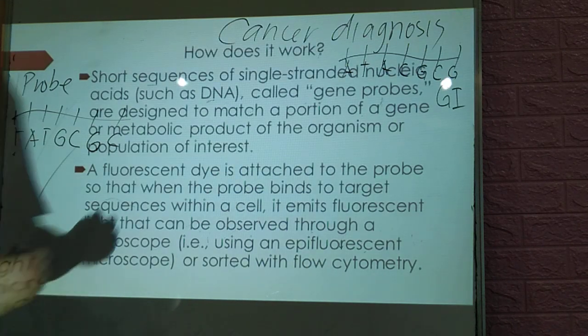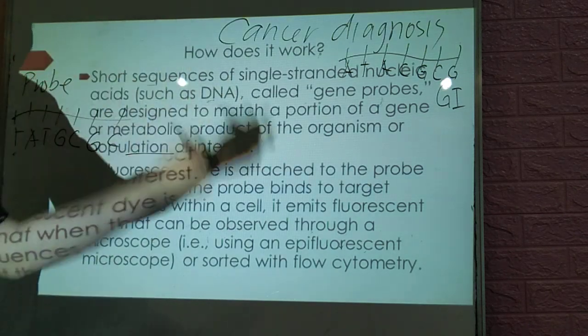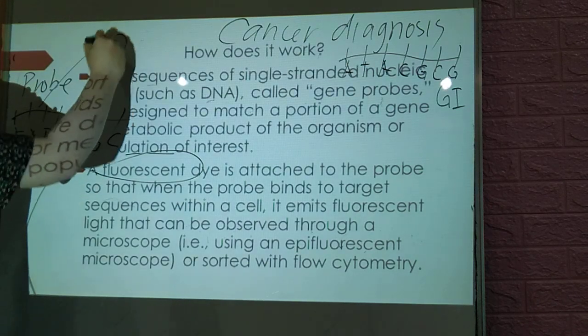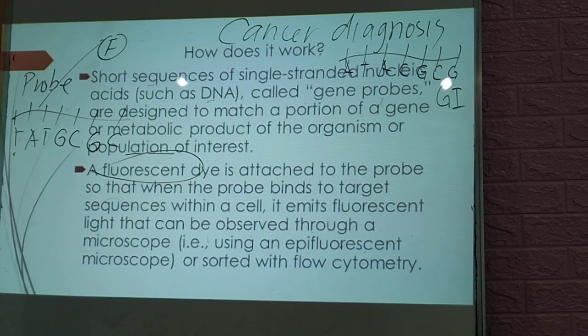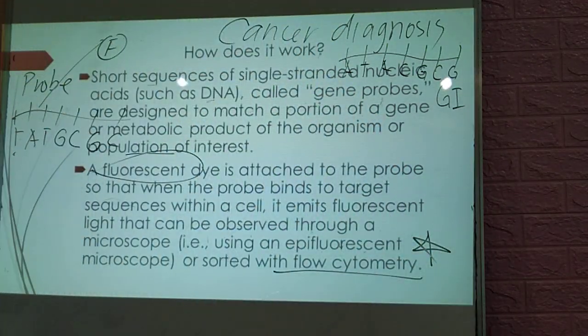And of course, for some other applications, population of interest or microorganisms under bioremediation. Next one. A fluorescent dye is attached, that's why it's fluorescence, okay, because it is a fluorescent dye. A fluorescent dye is attached to the probe so that when the probe binds to the target sequences within the cell, take note, it has a fluor with it. Okay, guys, it emits fluorescent light that can be observed through microscopes, using an epifluorescent microscope or sorted with flow cytometry. These are actually the two major methods. Firstly, microscopy, or we can also make use of flow cytometry. This is on cell counts.